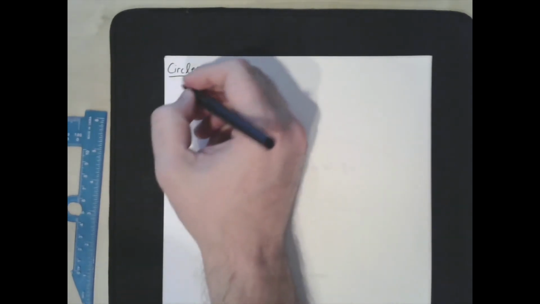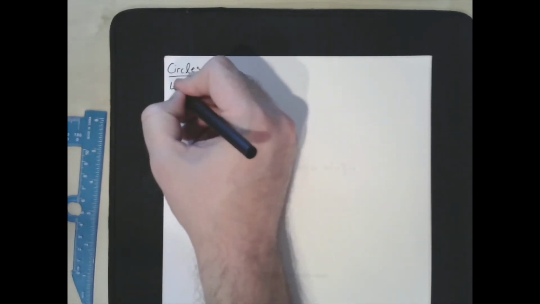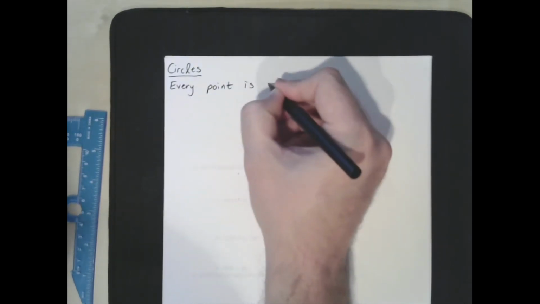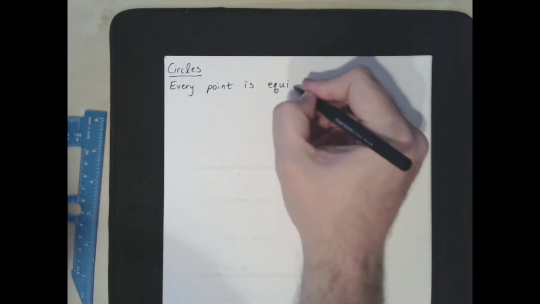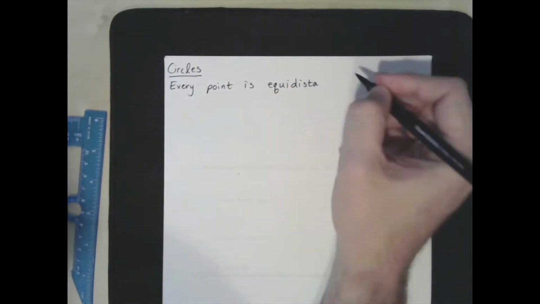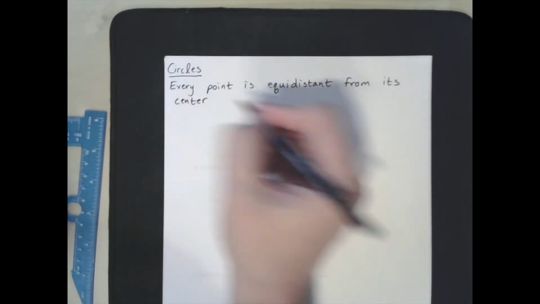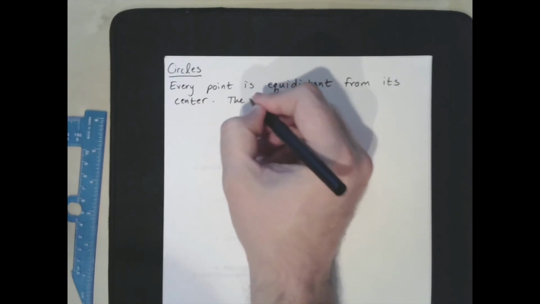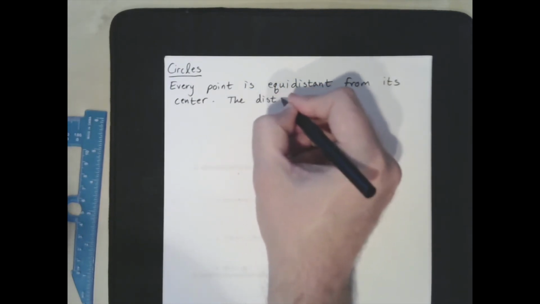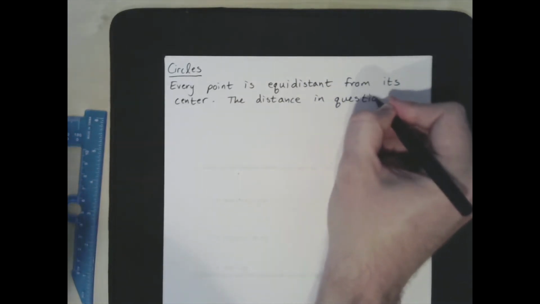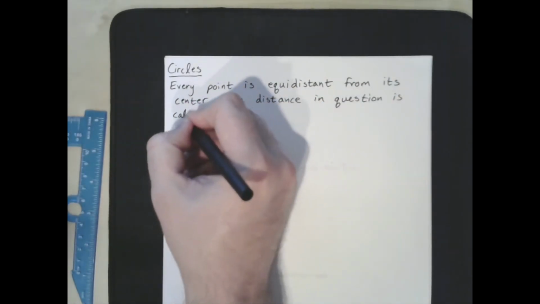So circles are conic sections where every point is equidistant from its center. The distance in question is called the radius.